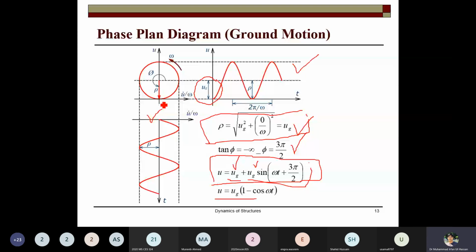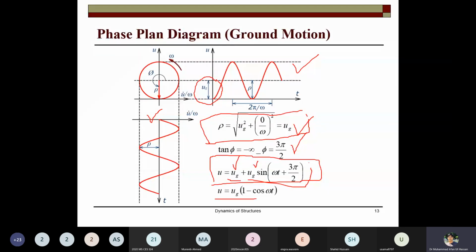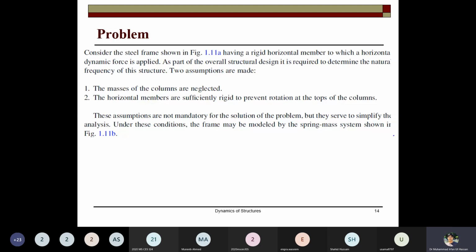Next, we are doing the problem. Please read down the problem now. It is a book problem. Based on this lecture, you can plot the response, but first we will do the problems, and then I will explain how you can work on it in MATLAB. So please read this problem, which is from the book, and solve it in the next 5-10 minutes. First, note down the data.